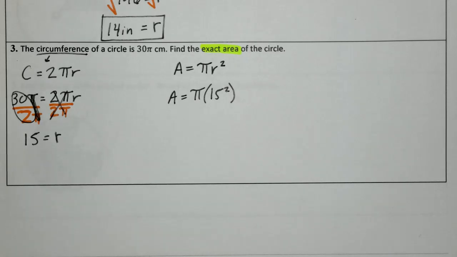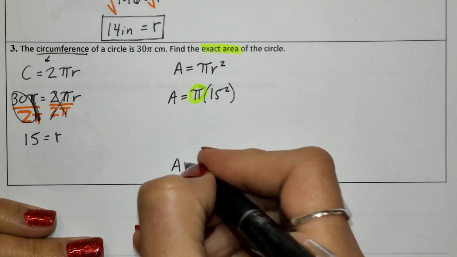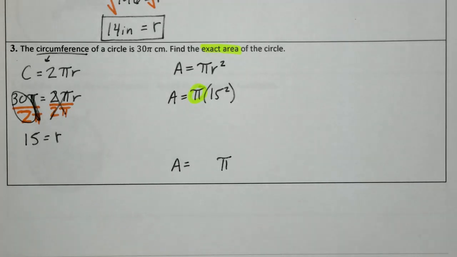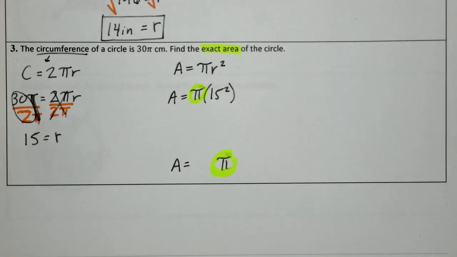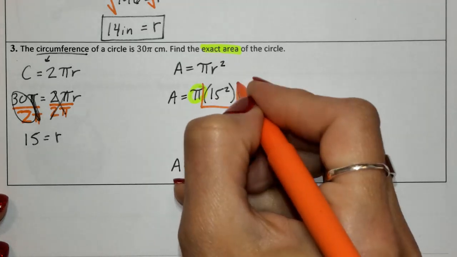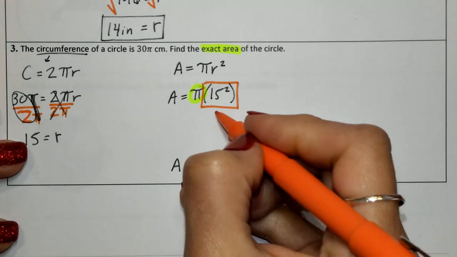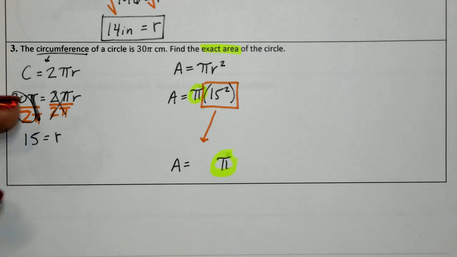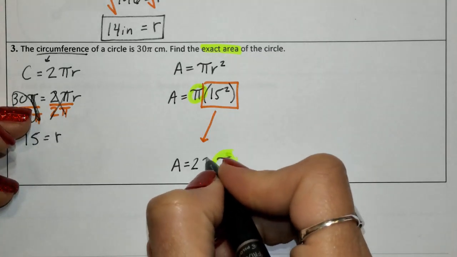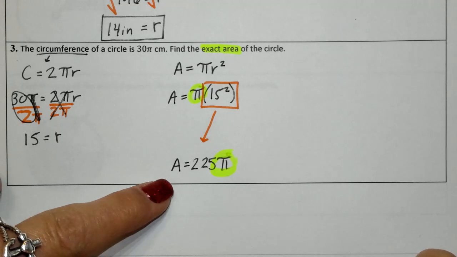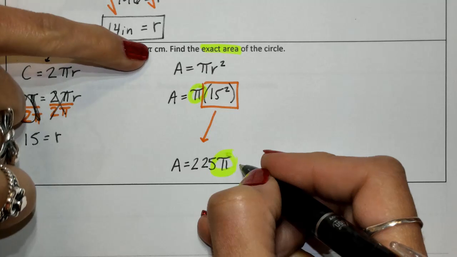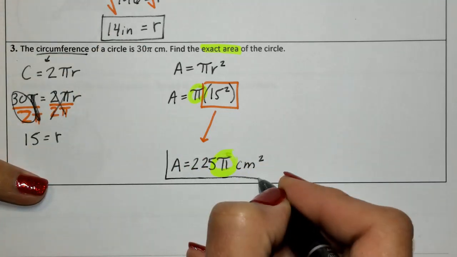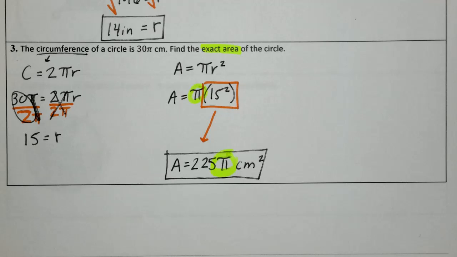Now, because we want this as exact area, okay, we're going to go ahead and take that pi symbol and we're going to move it down to where I'm going to put my answer. Okay? We want to leave pi in the answer. So then all you have to do now is plug in 15 squared into your calculator and place it in front of the pi symbol. 15 squared is 225. So our final answer, exact area, is going to be 225 pi. We're dealing with centimeters, so centimeters squared. Notice that pi symbol remains in our answer.